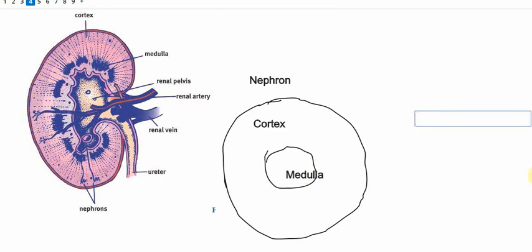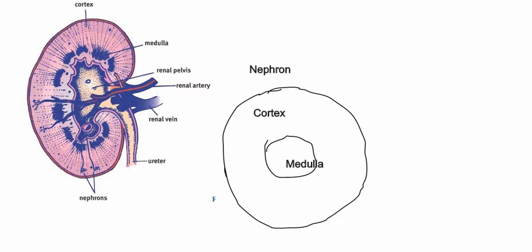And this type of structure really shows up all over the body. In our brains, we have the cerebral cortex with the medulla oblongata. In our adrenal glands, we have the cortex, which makes many steroids, and we have the medulla, which makes catecholamines. So this type of structure is prevalent everywhere. And in terms of the MCAT, you really have to know how a nephron functions, the different components of a nephron, which we will go over now.